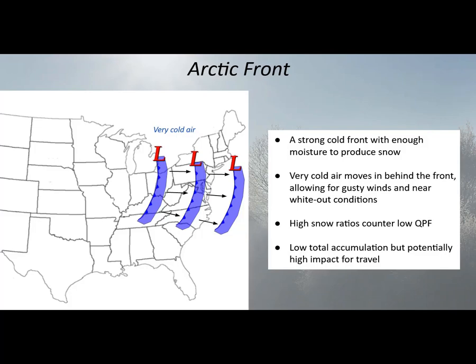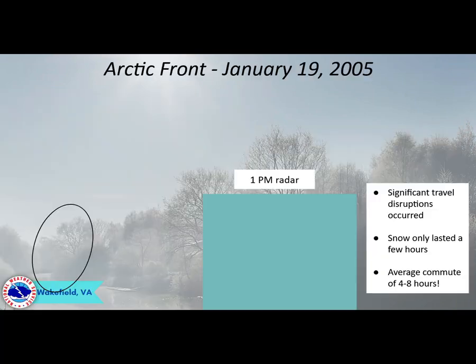So it doesn't take as much moisture to get more snow. And it doesn't take much total snow to create a lot of impacts on the roads when the surface is below freezing. So these can see potentially high impact for travel.